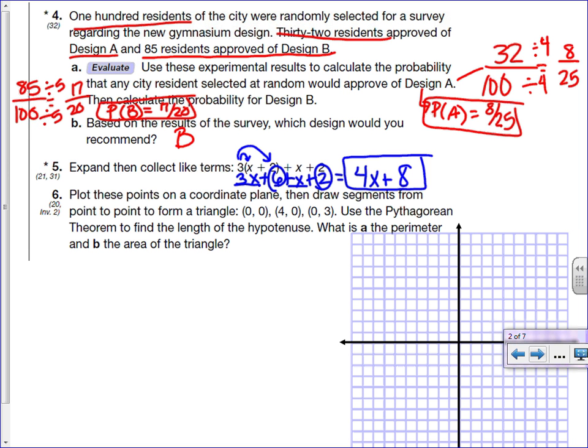Plot these points, then draw segments to form a triangle. So (0, 0), (4, 0) means go to the right 4 and not up or down. And then (0, 3) means don't go left or right and then go up 3. So these are the points, we connect them and we form a triangle. And this side has a length of 3, and this side has a length of 4. And it says use the Pythagorean theorem to find the length of the hypotenuse, which is c squared, or c in the equation.